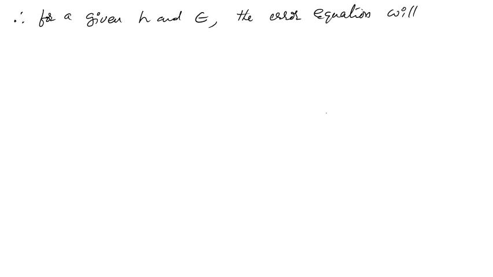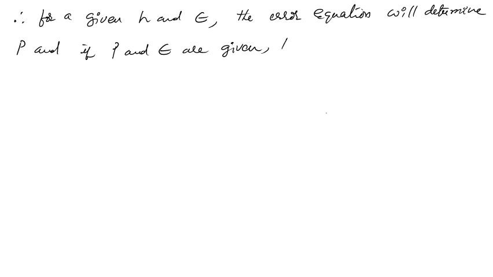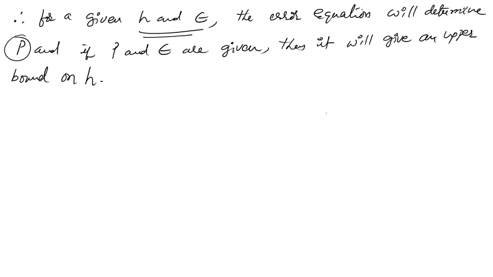Therefore, for a given h and epsilon, the error equation, the previous equation, will determine the p value, and if p and epsilon are given, then it will give an upper bound on h. So from the error equation, if h and epsilon are given, then I can find the p value. If p and epsilon are given, I can find the bound on h.